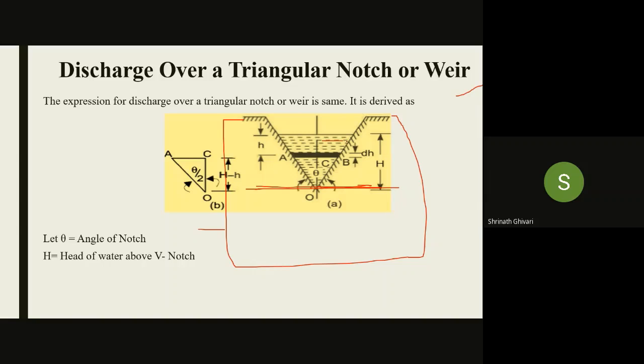So it has some space to come out. Now it will start coming out from this. That is the head. H is the head above the V notch. At this point, whatever head is there above the crest or above the V notch is known as H.